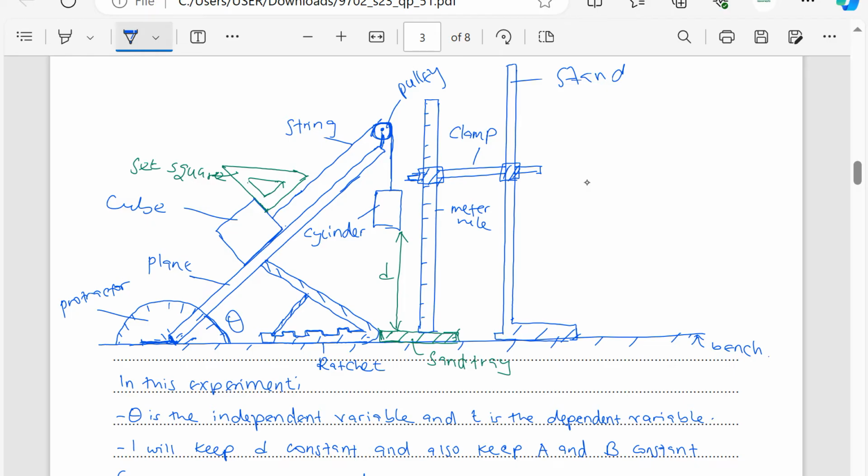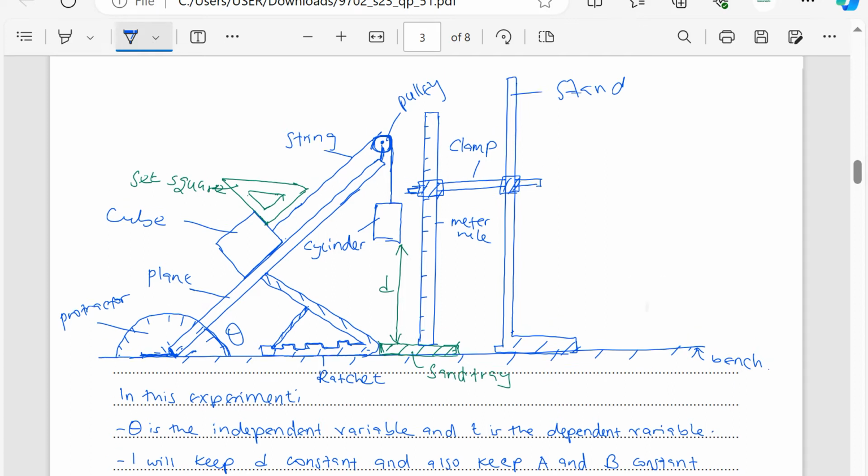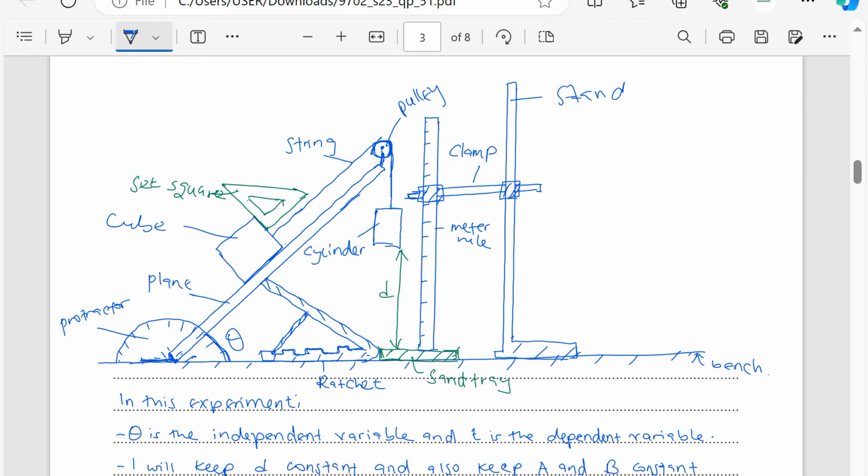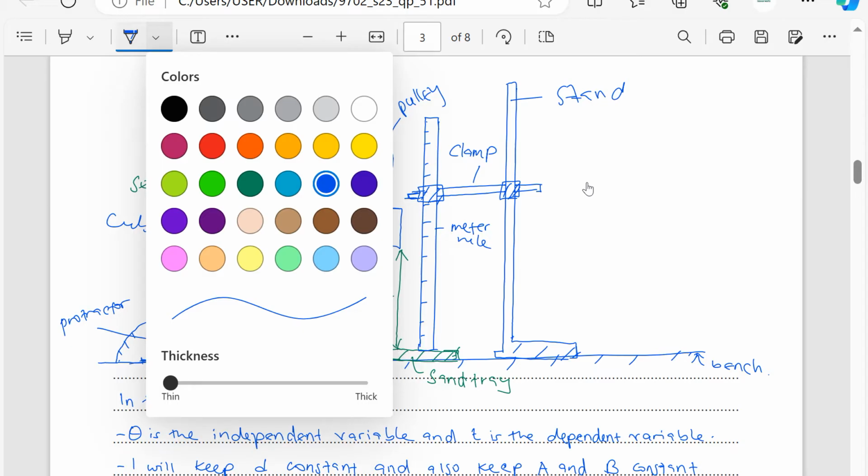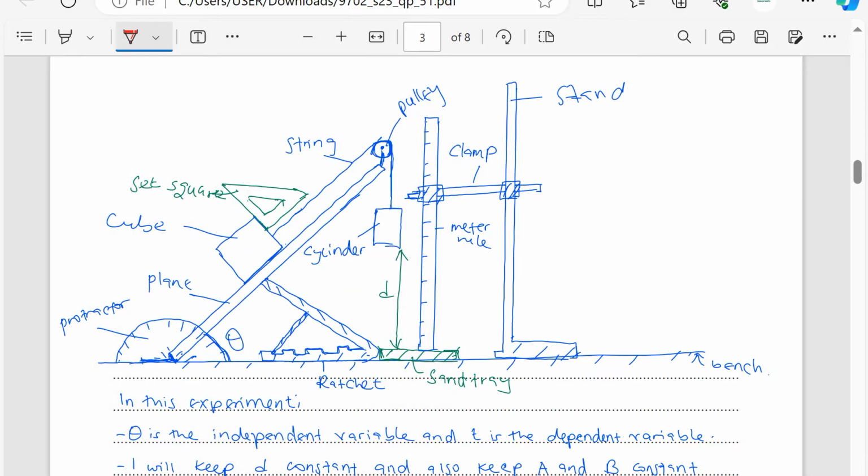Okay, I think my diagram is complete. It is more detailed. I think I've added everything, and this diagram would give me about 4 marks, without even any explanation. One, I've shown how I'll be changing the height, the angle theta. I've shown a protractor. I've shown how I would be releasing the cube. I've shown how I would measure the distance d with a meter ruler, which has been clamped. I've even given an additional detail because I put a sand tray at the bottom.